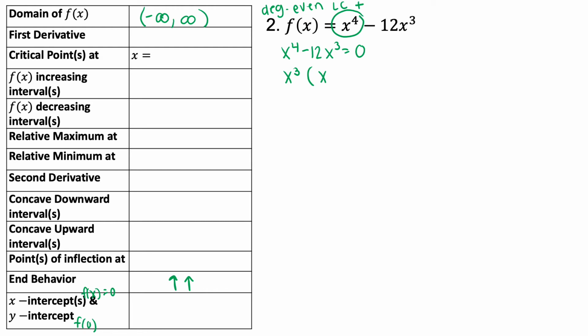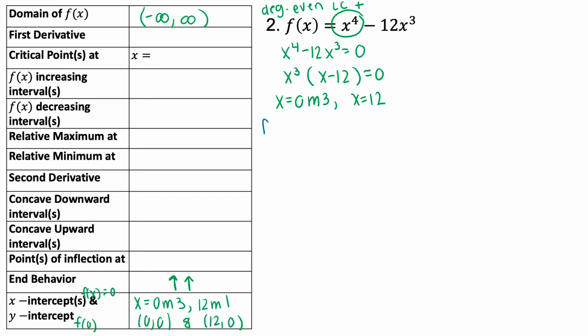Taking out an x cubed, we're left with x minus 12 equals 0. So we get x equals 0 multiplicity of 3 and x equals 12. So we have the point 0, 0, which is going to end up being our y-intercept as well, and the point 12, 0. That's everything we get from our original function f of x. So let's go ahead and switch over to look at our first derivative.